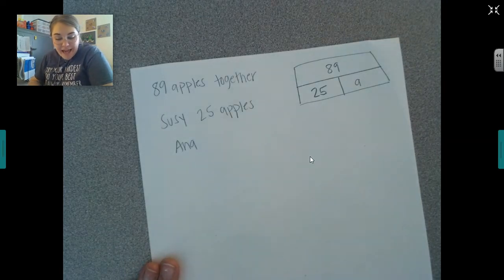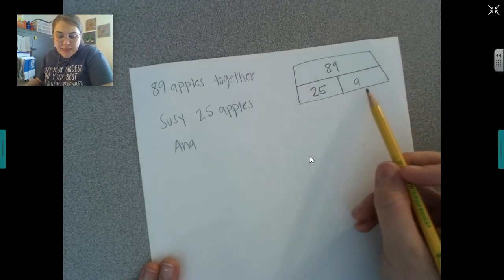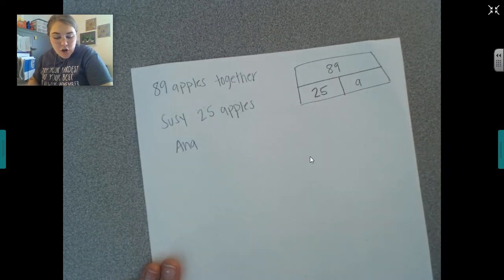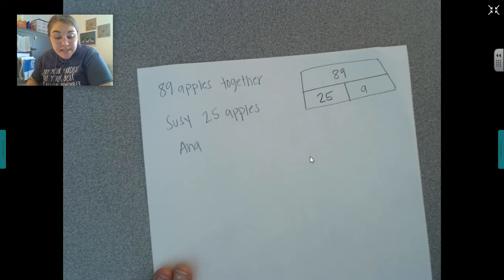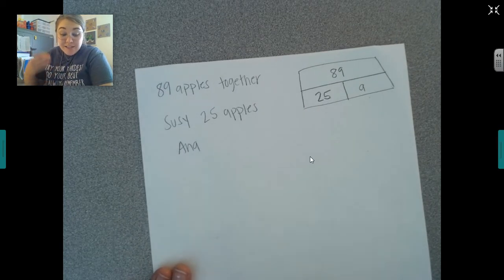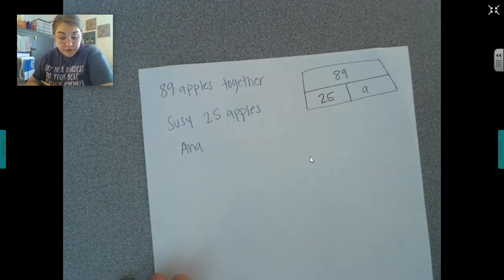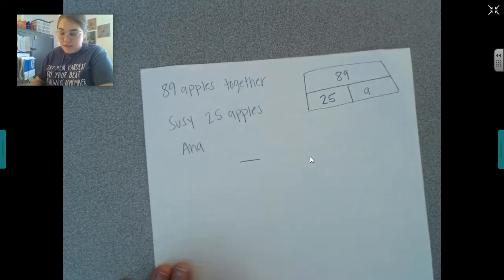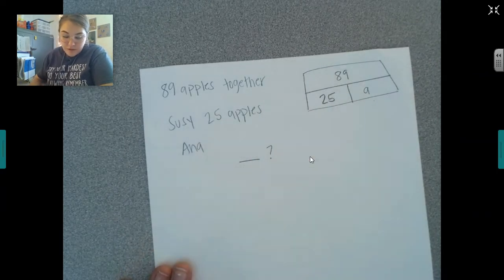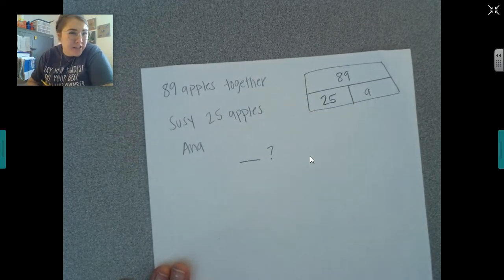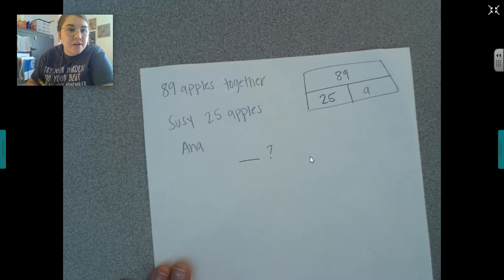Now, this A, we're going to put a letter there instead of a number. This letter is called a variable, and it represents an unknown number. It's the first step in transitioning you to algebra when you get older. So instead of putting blanks or question marks, we put letters in algebra. It's the same thing as an unknown number. It's just a letter. So don't let the letters confuse you.